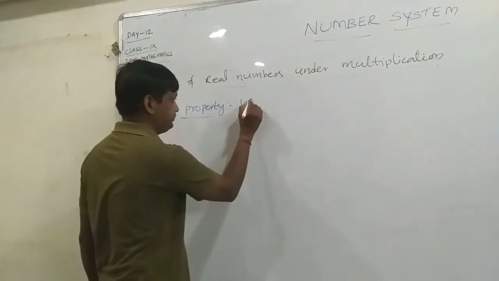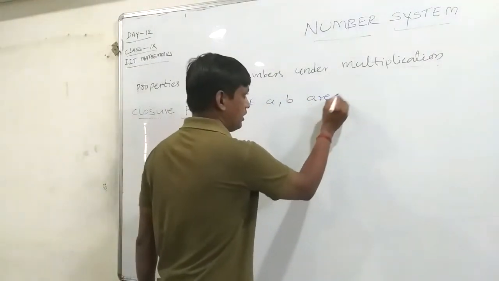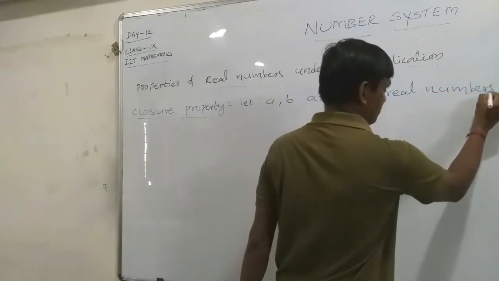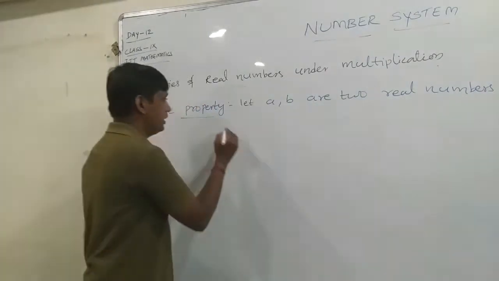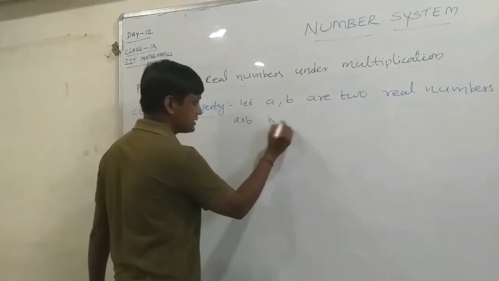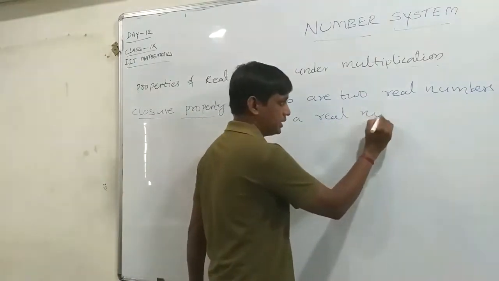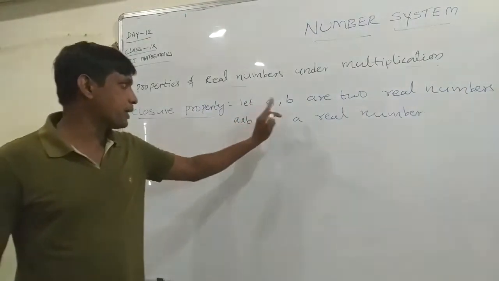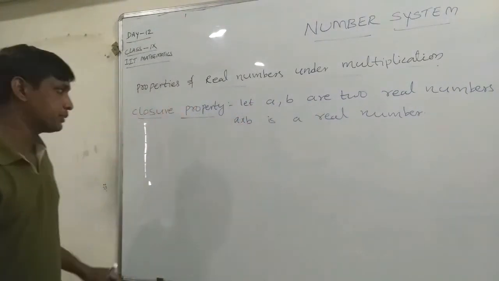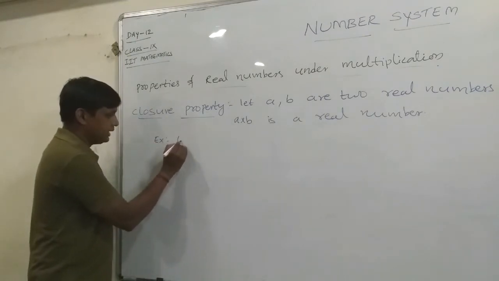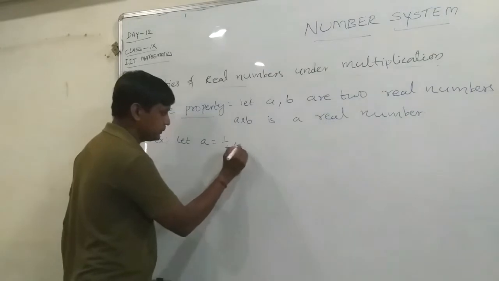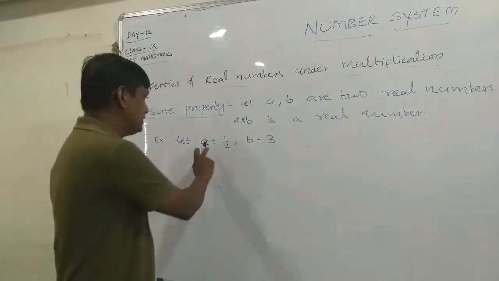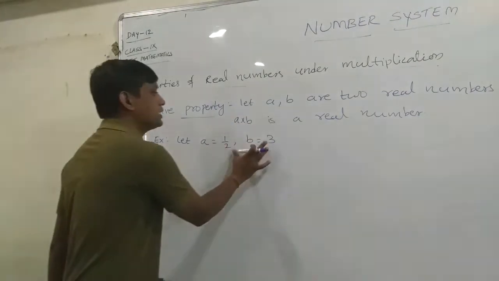So here I am taking let a, b are two real numbers. Then a into b is a real number. That means I am going to take two real numbers, then their product should be a real number. For this I am taking an example. Let a equal to 1 by 2, b is equal to 3. Now these two are real numbers, then their product should be a real number here.